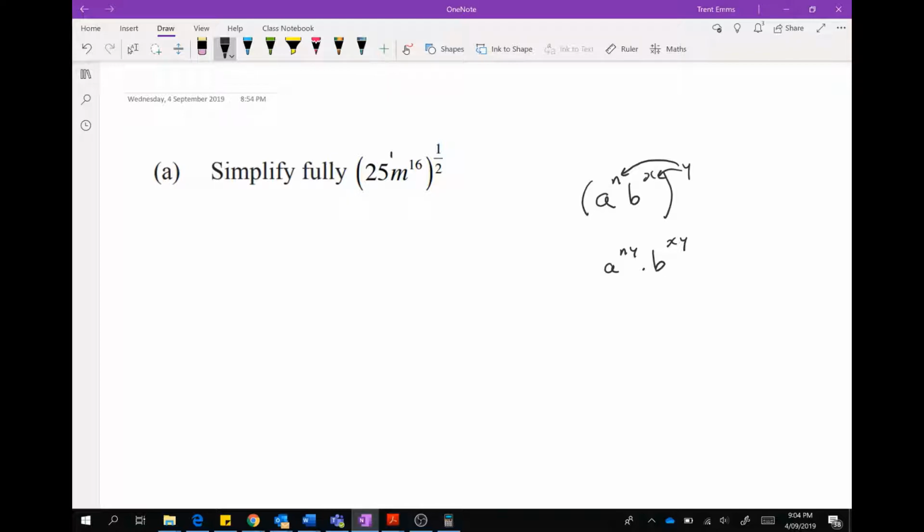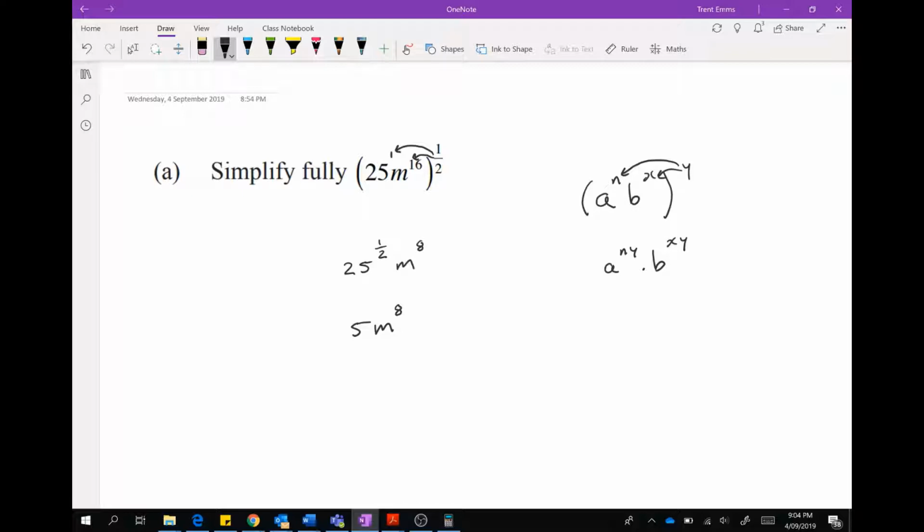Then I start timesing the power through, so 1 times a half is a half, so it'll be 25 to the power of 1/2, and then half times 16 is m to the power of 8. 25 to the power of a half is the same as a square root, so anything to the power of a half is the same as a square root, so the square root of 25 is just 5, and then that's multiplied by m to the power of 8.